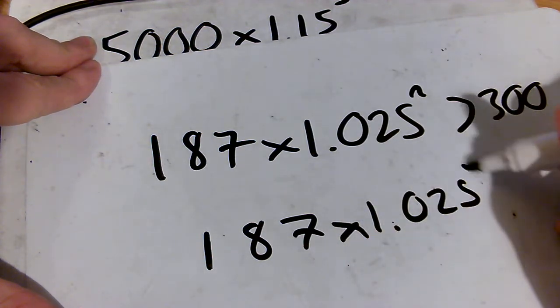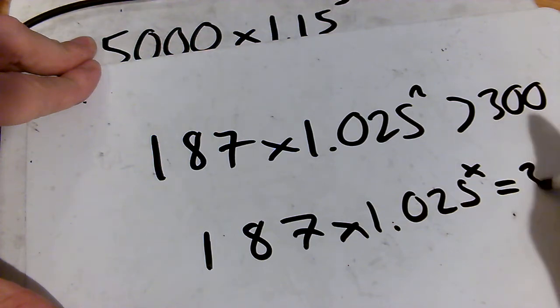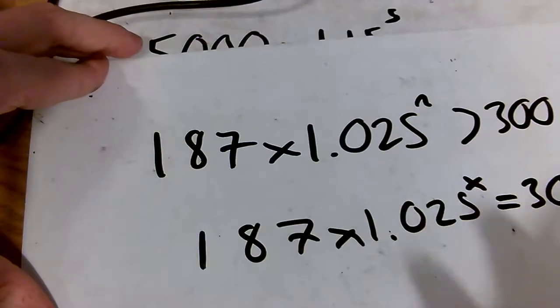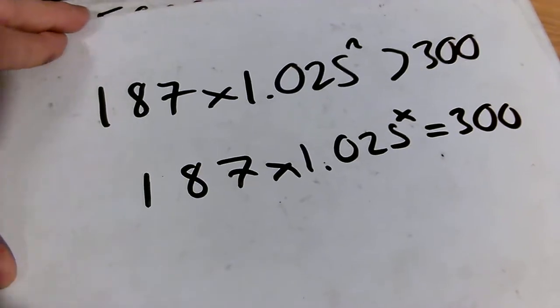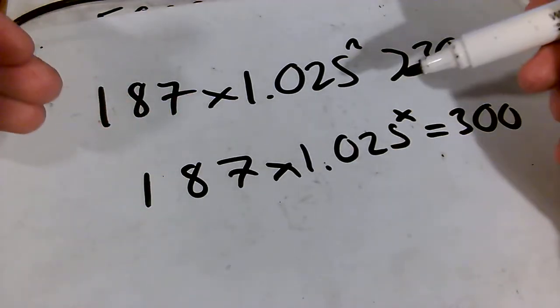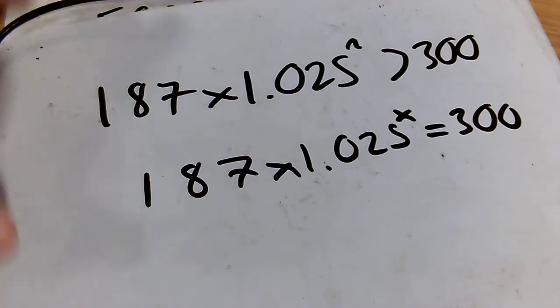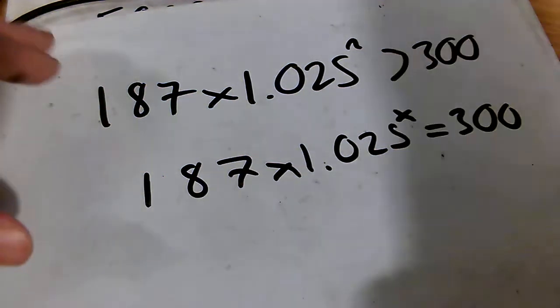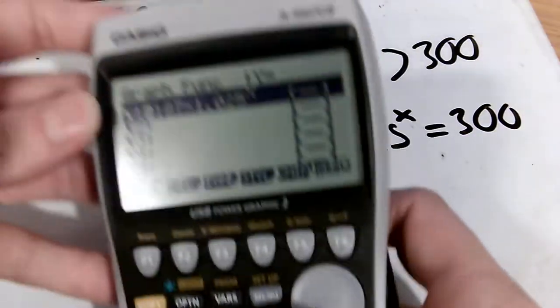So our unknown is going to be this x. I'm going to write it as an equation, because if we find the bit where it's equal to 300, then all we've got to do is just go a bit further than that, and we'll find the bit where it's bigger. So the way we'll solve it is by using the equation solver.